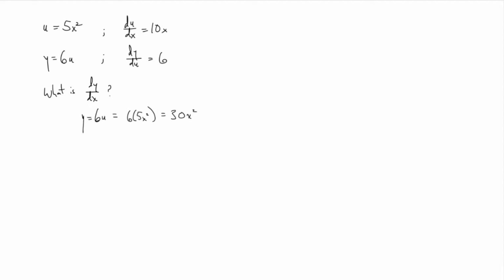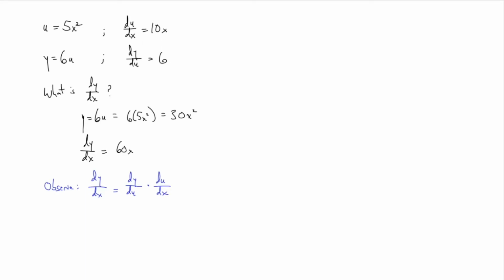Well, y is equal to 6 times u, and u is 5x squared, and so y is 6 times 5x squared, or 30x squared. And then we can just take the derivative directly. dy dx is equal to 60x. Notice that, at least in this particular case, dy dx was equal to dy du, which was 6, times du dx, which was 10x. 6 times 10x, 60x.